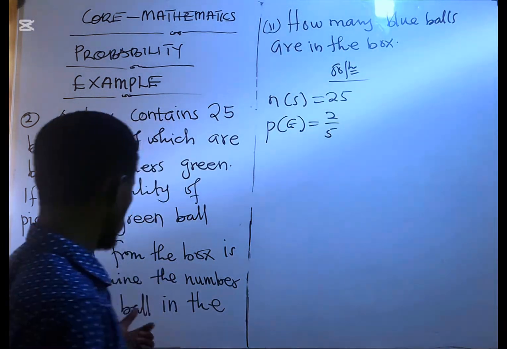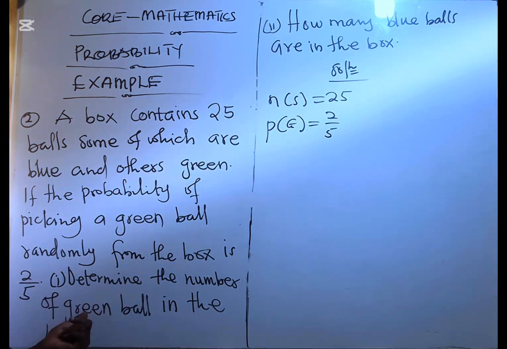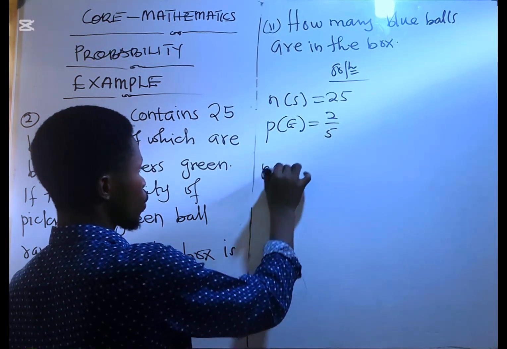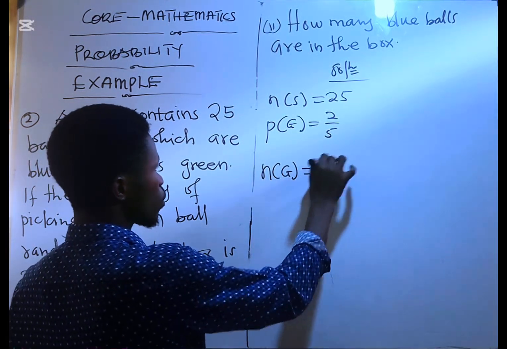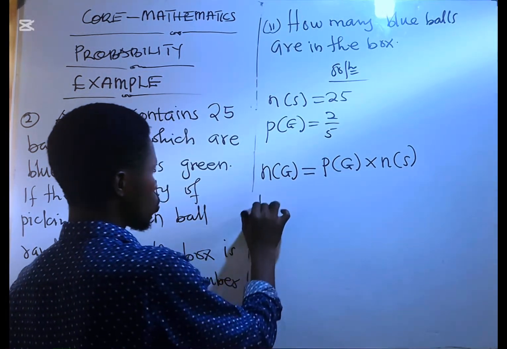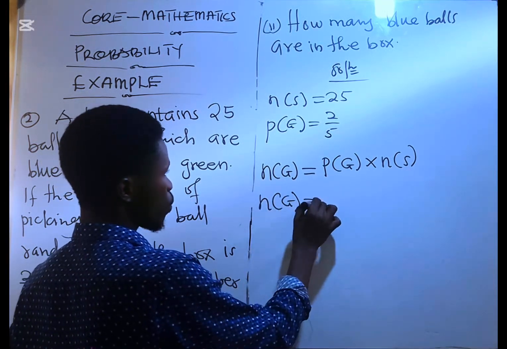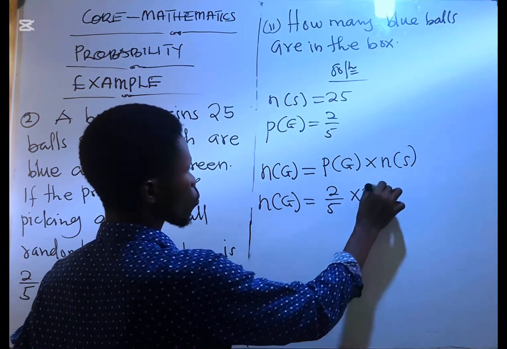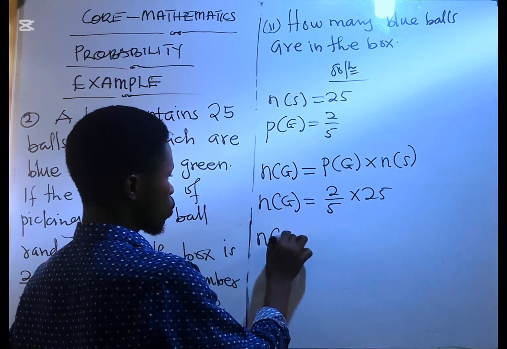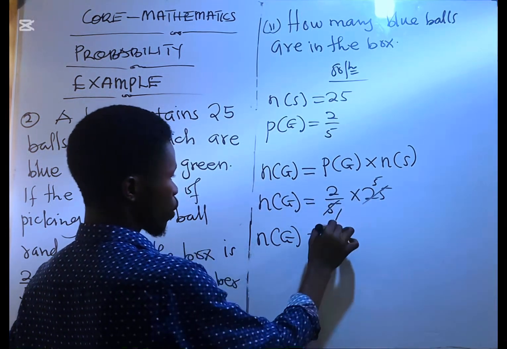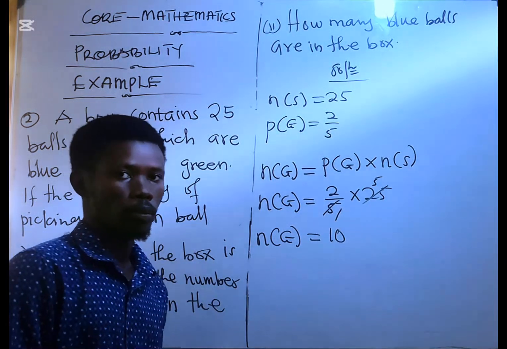So I want to determine the number of green balls in the box. First thing, for you to be able to get the number of green balls, per the formula, that's the probability of getting green balls times the number of sample space. So the number of green balls will be the probability of getting green balls, which is 2/5 times 25. You can all see that 5 goes here, 1 goes there, 5, 2, 5, 10. So we have 10 green balls.